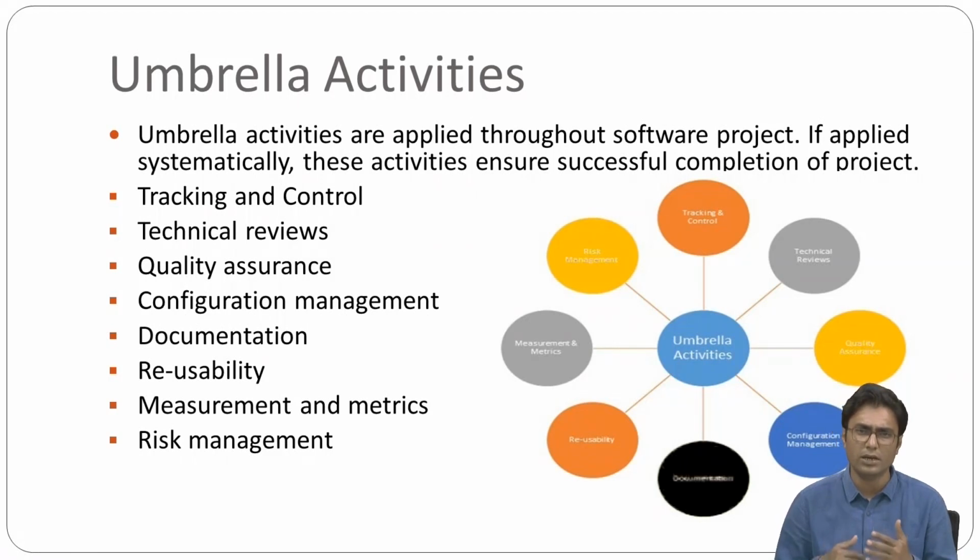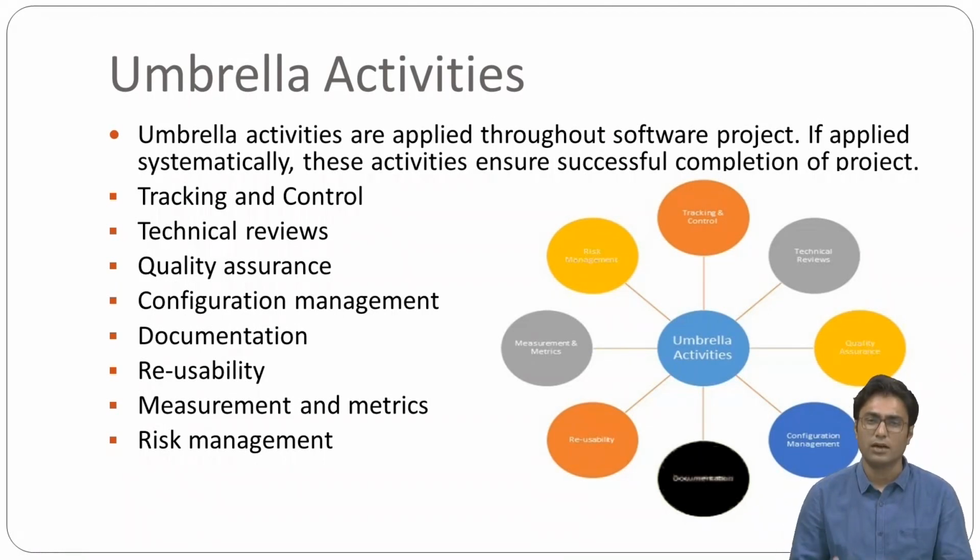Then we have measurement and metrics. So software can be measured directly or indirectly. Direct measures are lines of code, cost, etc. Then indirect measures are quality, functionality, etc. This activity defines how software can be measured and using which metrics. It also helps develop new metrics for developers.